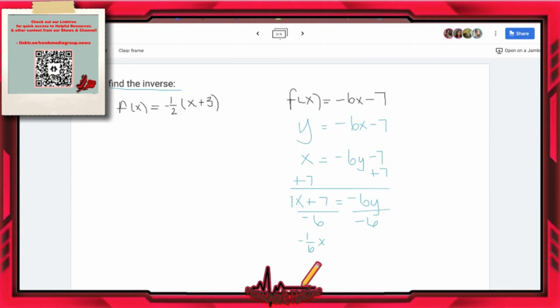And then you're gonna do negative 7 over 6, because we don't really want to divide that, we don't want decimals, so it'll just be negative 7 over 6. And that's gonna give you y. But more specifically, that's gonna give you your inverse. And how you would write that would be f of negative 1 of x, because the f of negative 1 of x is literally just saying the inverse, equals negative 1 over 6 x minus 7 over 6. And that's the first one.